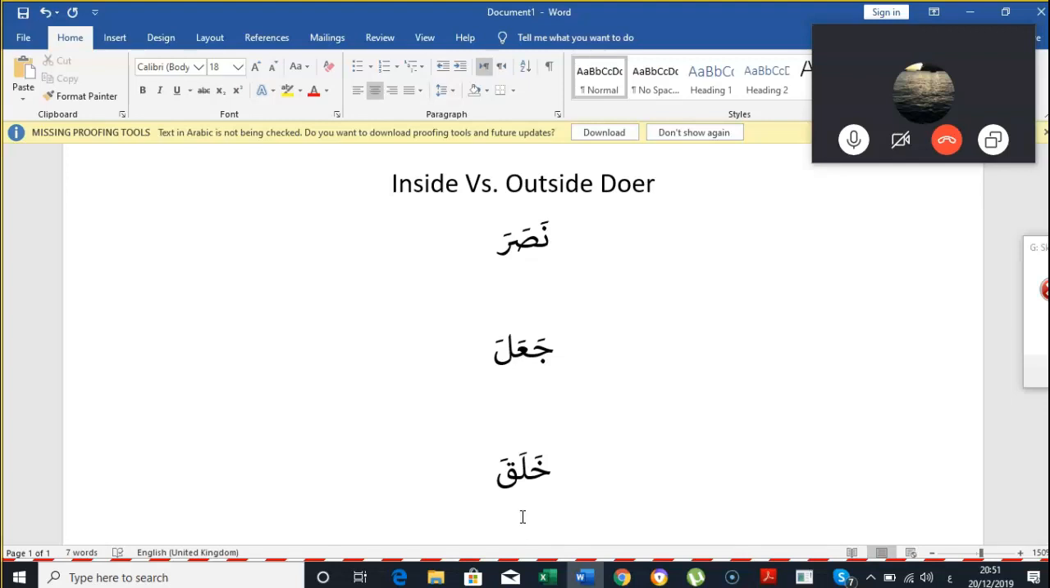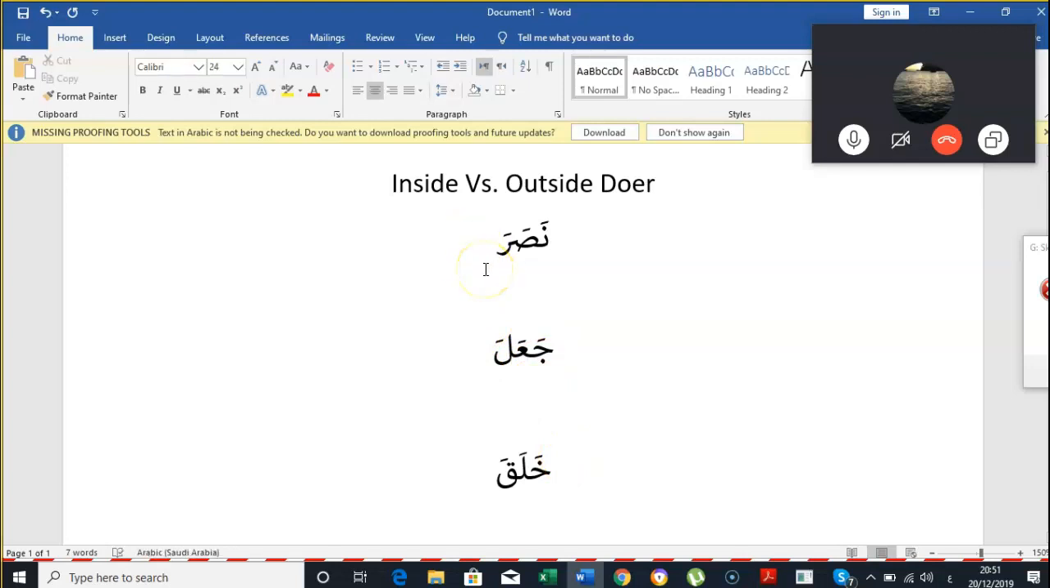Now so far when we looked at fi'als, we've only seen pronouns with them. He, she, they, I, we. How about if I want to say, for example, Allah helped, or the man helped, the girl helped? We've only seen the fi'als, the verbs, with the pronouns. Okay, now how am I going to say Allah helped? That's the question.